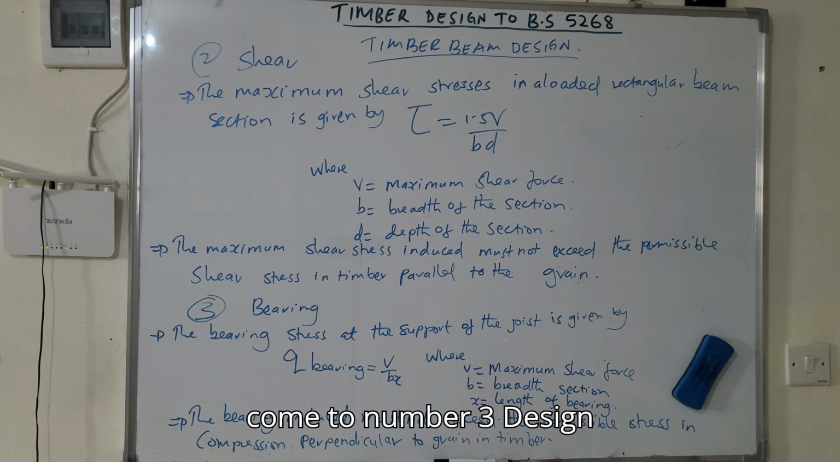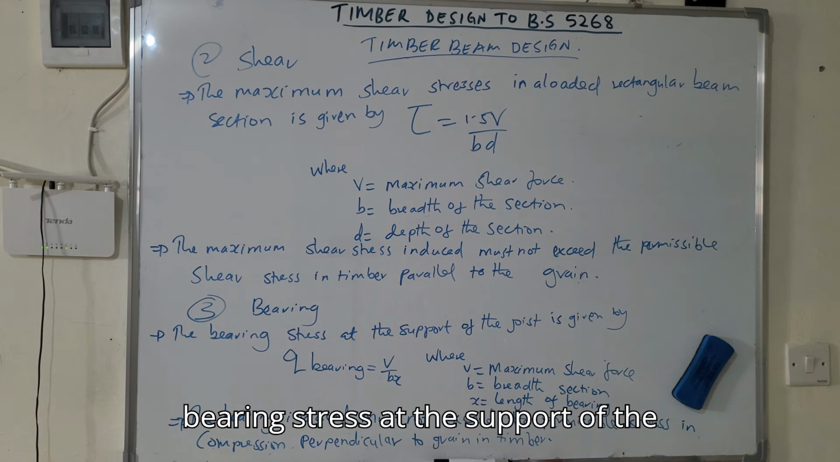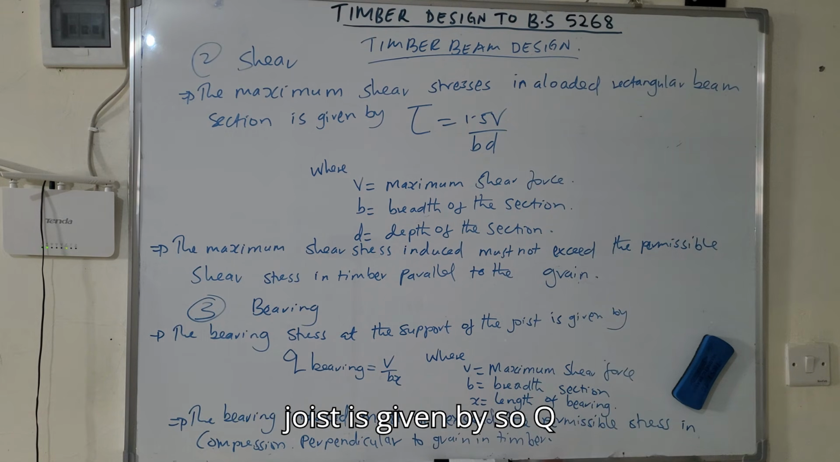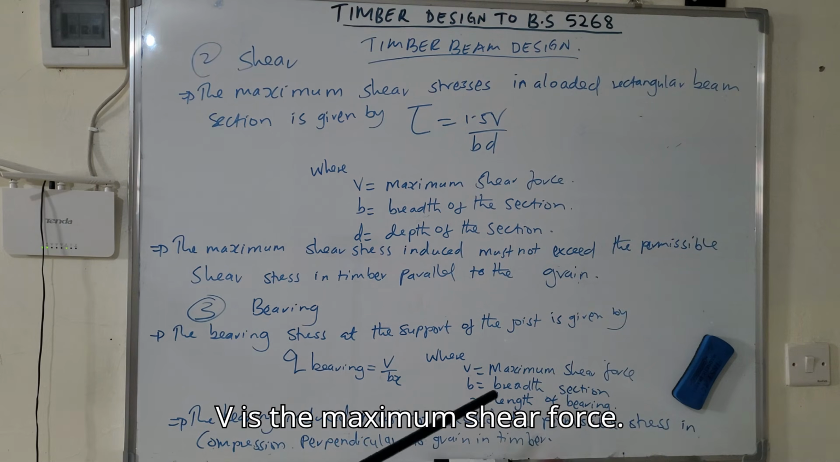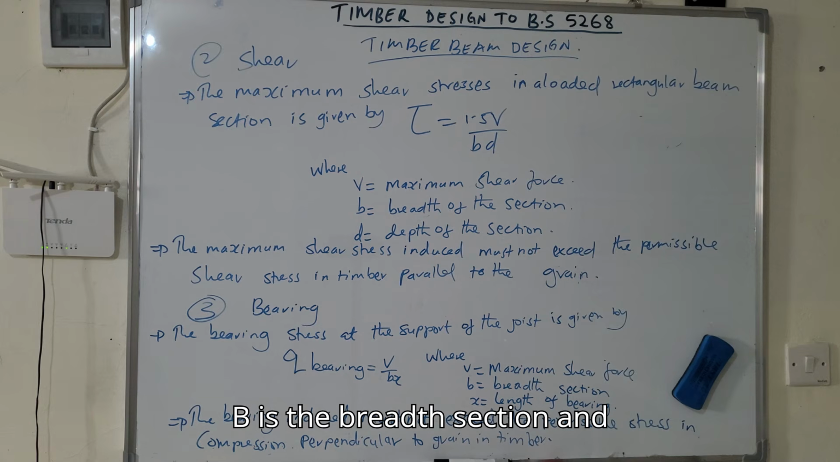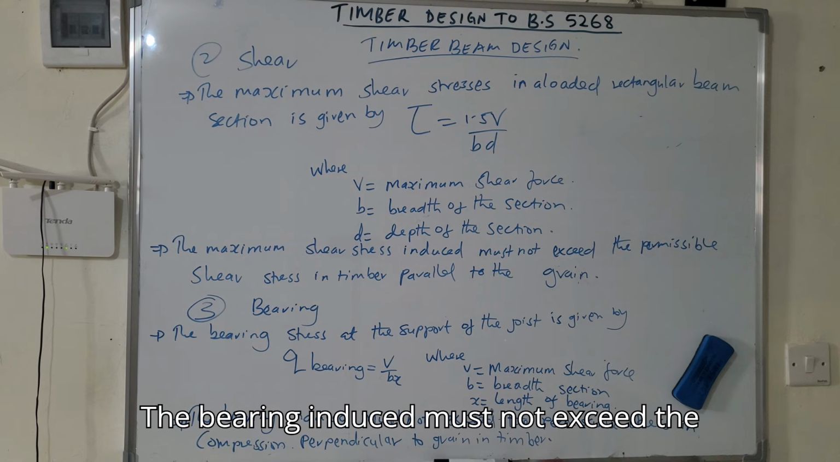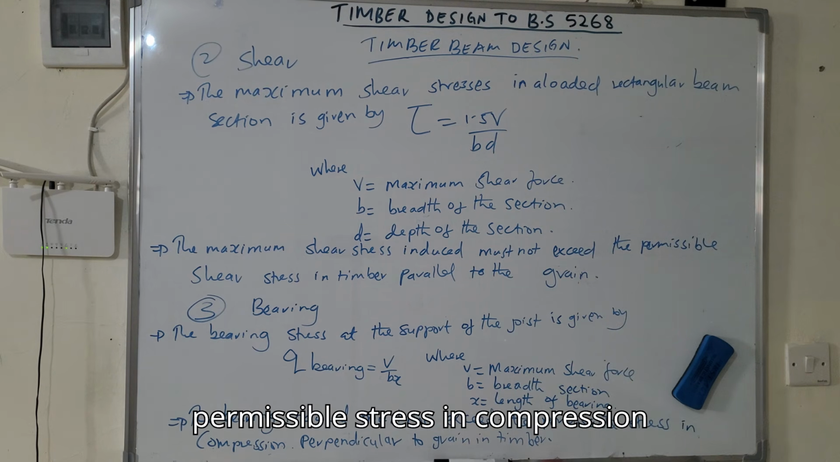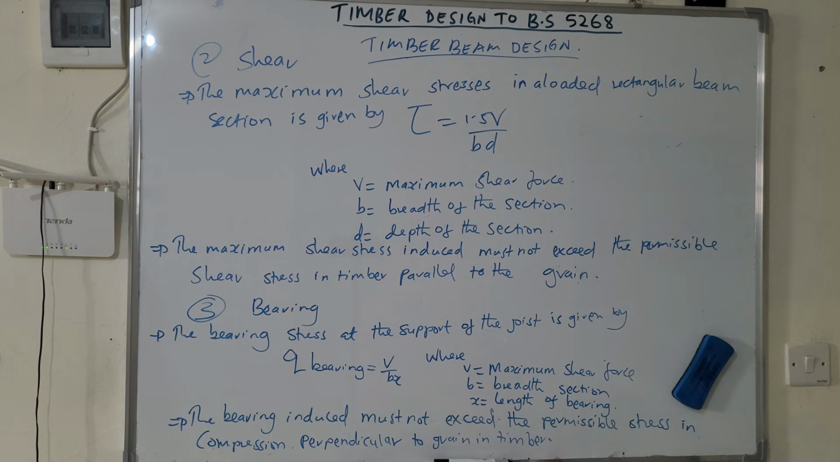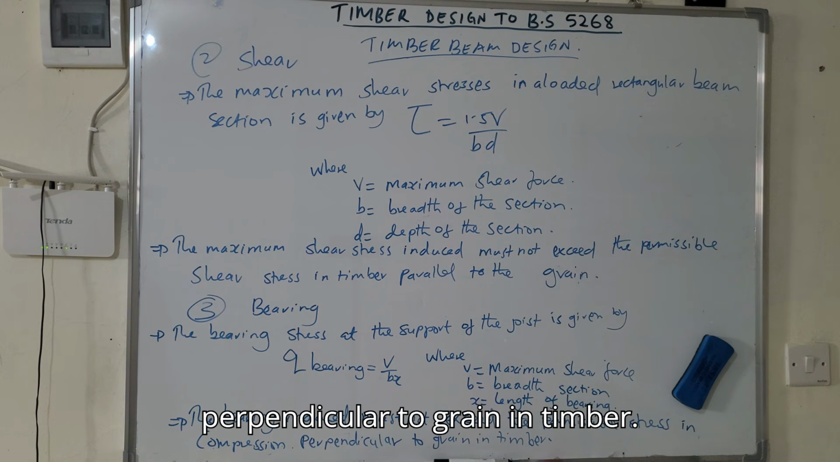We come to number three, design consideration, bearing. The bearing stress at the support of the joist is given by, so sigma bearing is equal to V over Bx, where V is the maximum shear force, B is the breadth of the section, and x is the length of bearing. The bearing stress induced must not exceed the permissible stress in compression perpendicular to grain in timber.